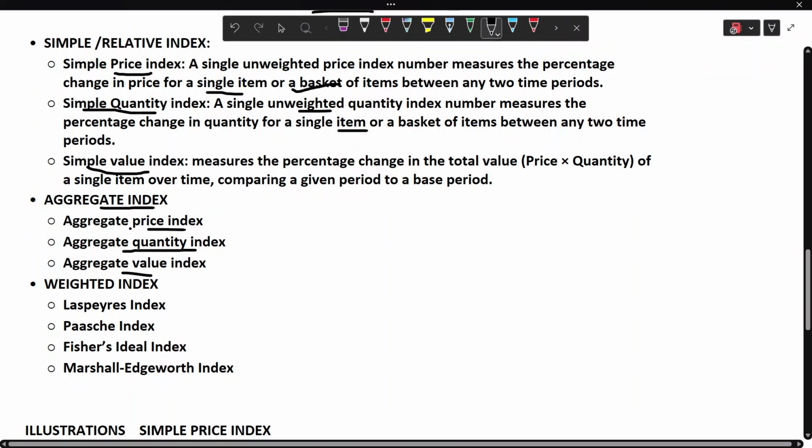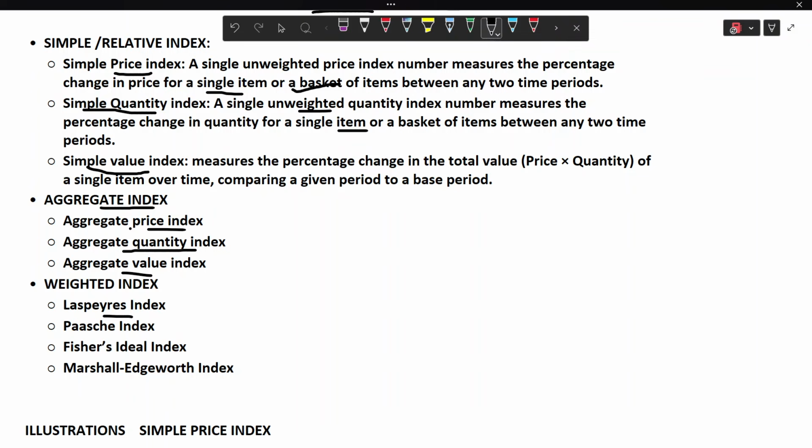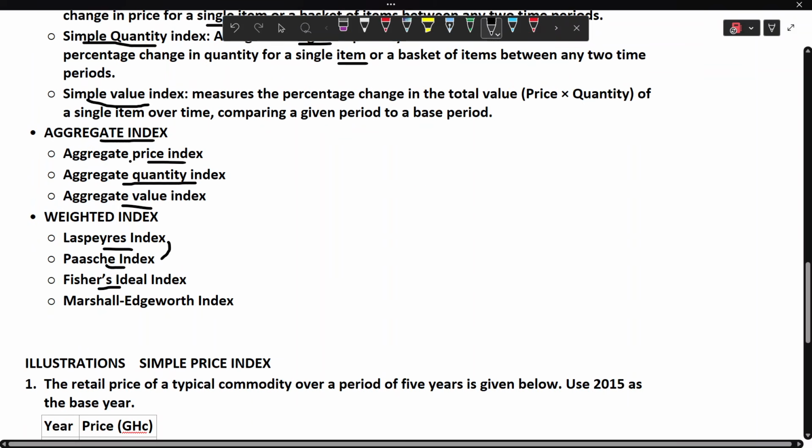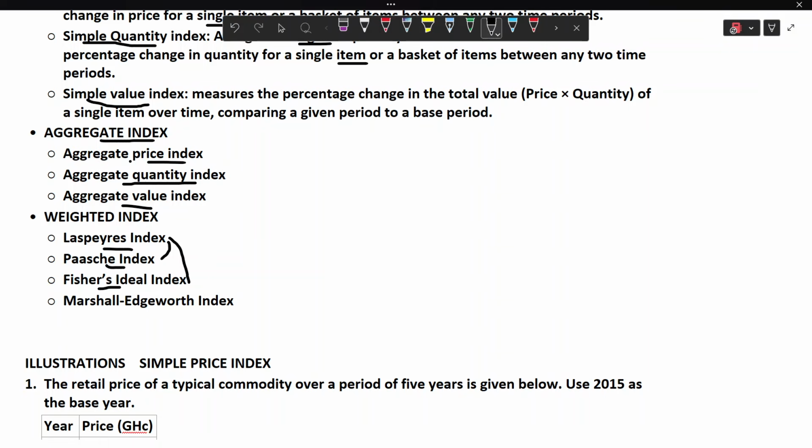Then for the weighted, we also have the Laspeyres price index. For the Laspeyres, we are going to explore the Laspeyres price and the Laspeyres quantity. Then the Paasche price and Paasche quantity. Then lastly, Fisher's ideal index, which is basically the geometric mean of both the Laspeyres and the Paasche index. We're also going to look at it in terms of the price and the quantity. We have a whole lot of the weighted, we have the Marshall Edgeworth, there are a lot over there. But our main focus will be on these three.